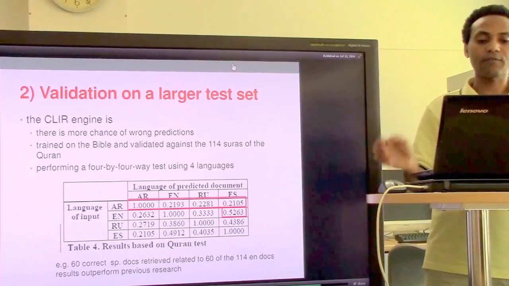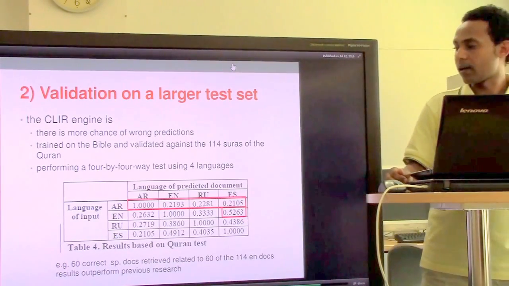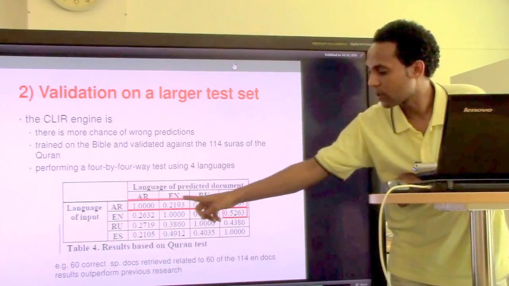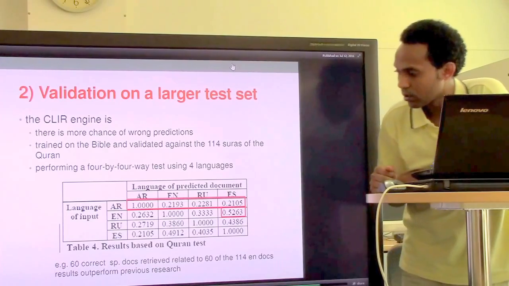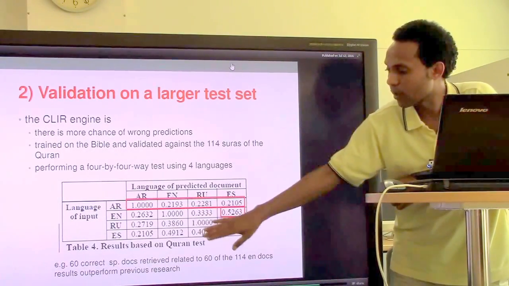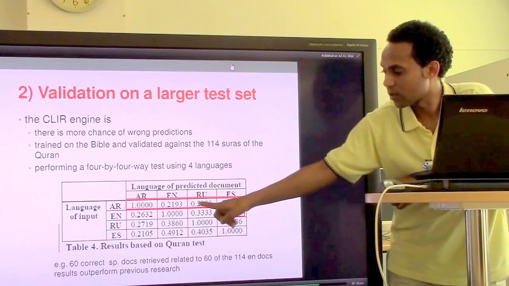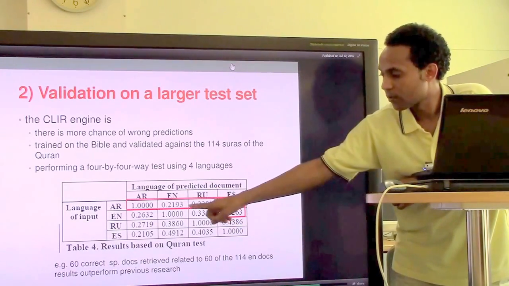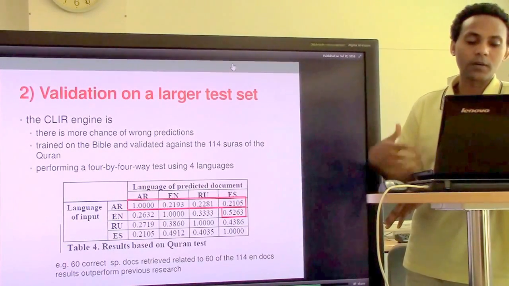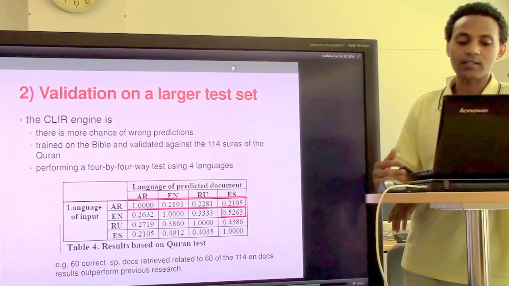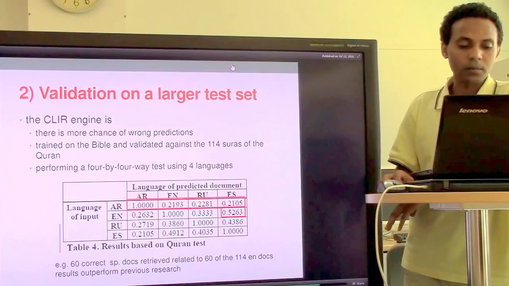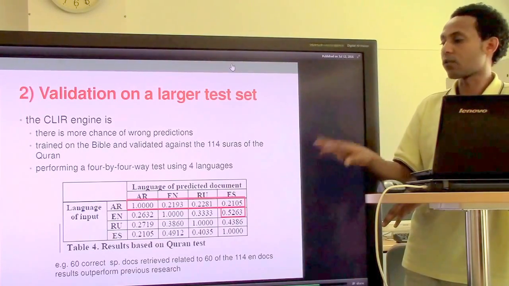So they performed a 4x4 test using 4 languages. And this is the result. The 4 languages are Arabic, English, Russian, and Spanish. So in the first row, we see that when compared to the other values, the retrieval system for Arabic to Arabic performed low when compared to the other systems. Maybe this is because the Arabic language has high inflection, and it is somewhat different from the other language families when compared to the others.